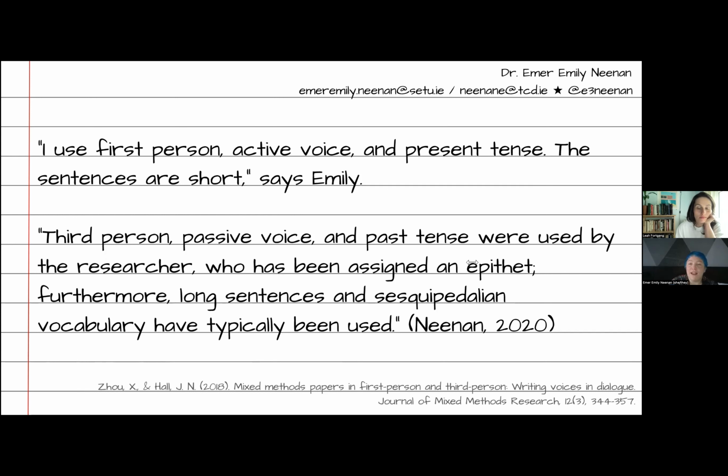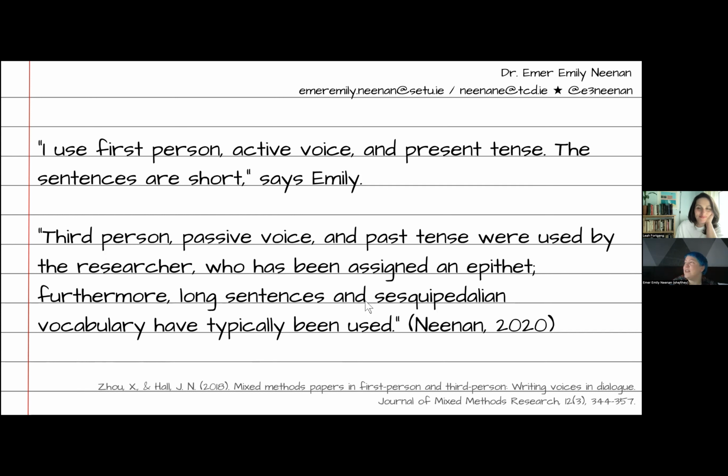When we write academically, it could often look more like this. We're using third person, passive voice, past tense. We're assigning an epithet to ourselves. We're using these long sentences, lots of jargon, lots of complicated grammatical constructions, and citing.